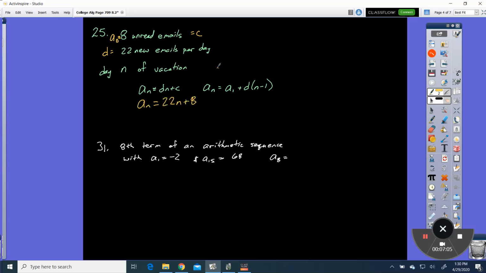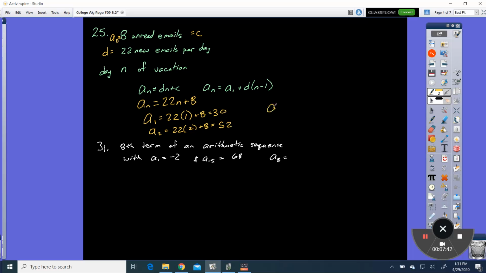Okay, so make sure you read that carefully. I had to go back and read it. So this was the day before he left. So that's our formula. It says, oh, that's all we have to do. So after day 1, he'd have 22 new ones plus the 8 would make 30. Day 2, he'd have just 22 more added onto that. So you can see how that works. 44 plus 8 is 52. So see, we're just adding 22 each time.